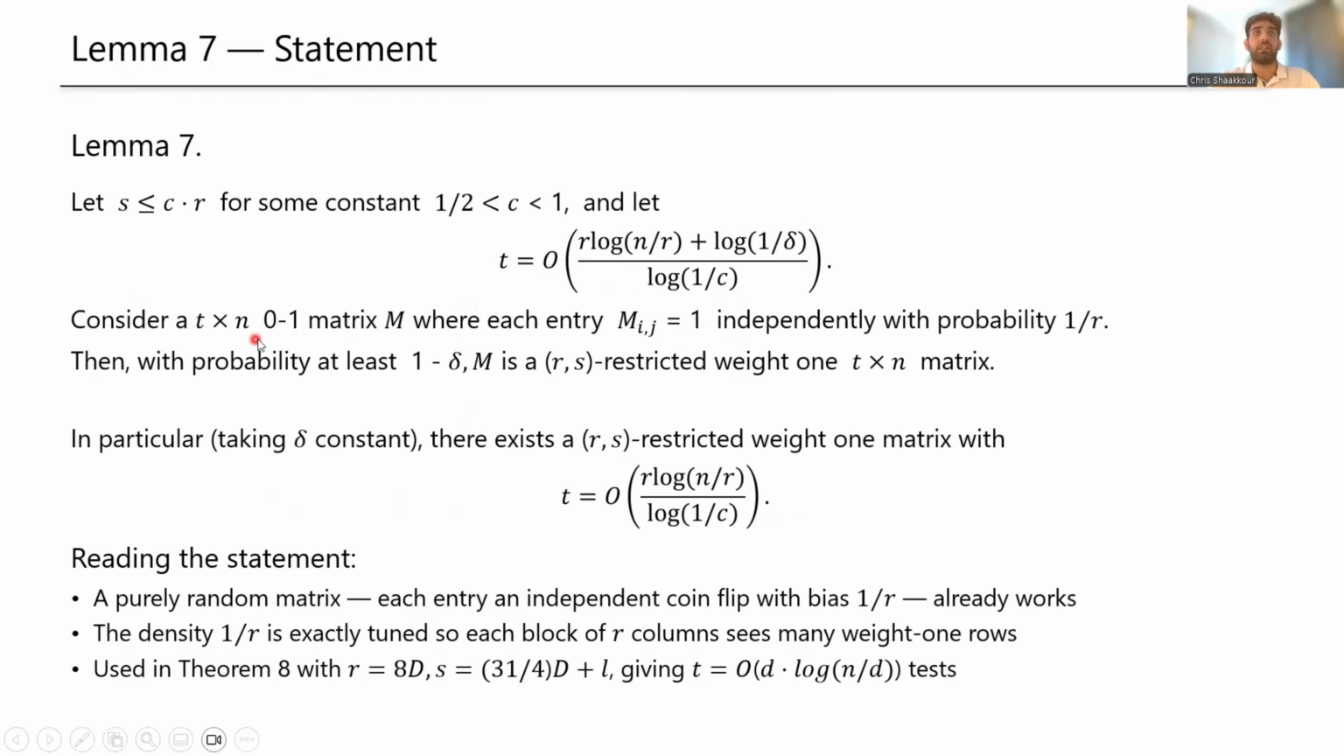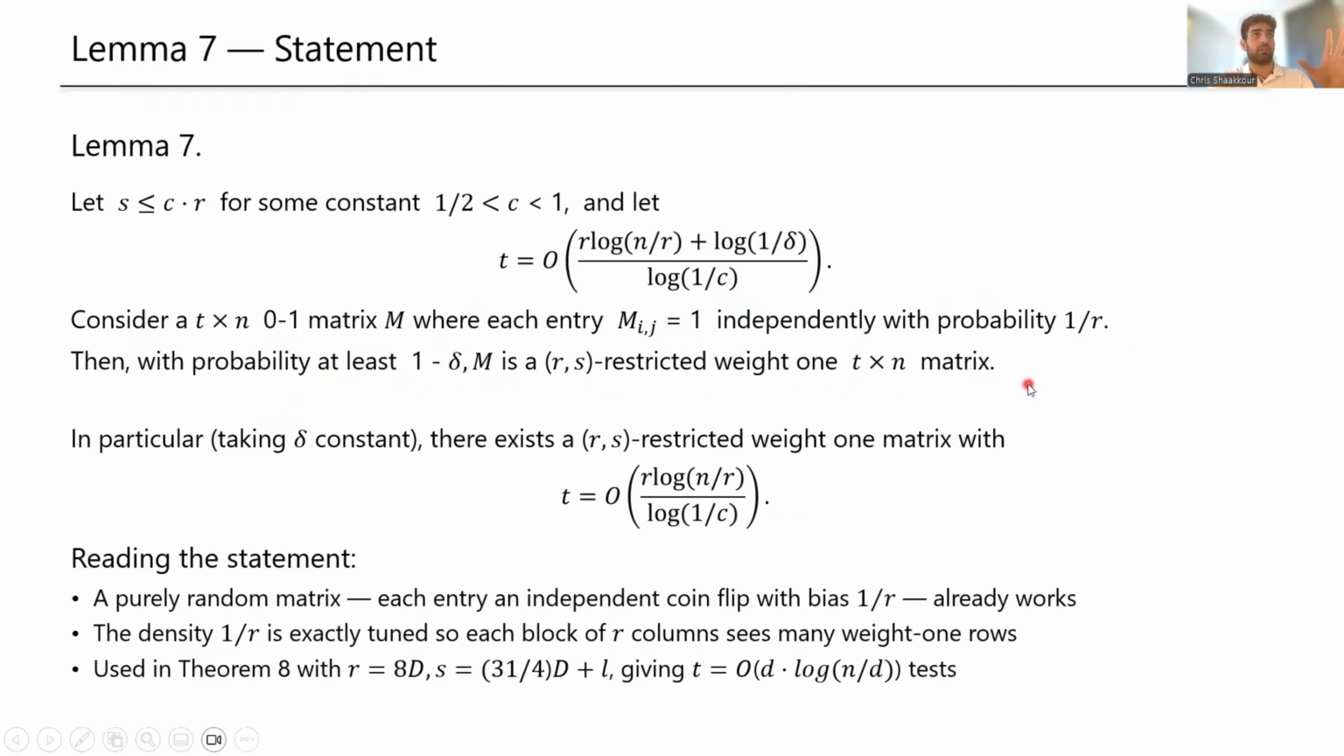So if we consider a T by N 0,1 matrix M, where each entry Mij equals 1 independently with probability 1 divided by R. So if we take a matrix where each element in this big matrix of size T by N is probabilistic, there is a 1 with probability 1 divided by R and 0 with probability 1 minus this probability. Then with probability of at least 1 minus delta, M is an RS restricted weight 1 T by N matrix.